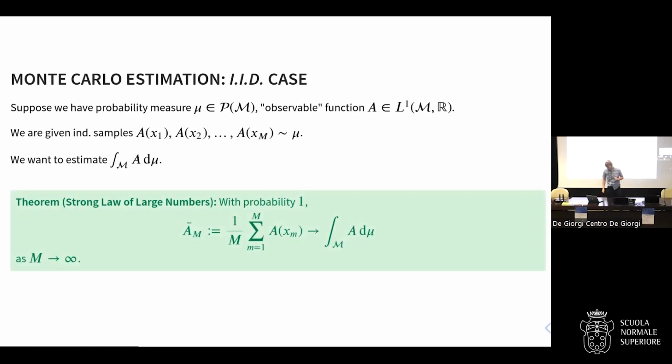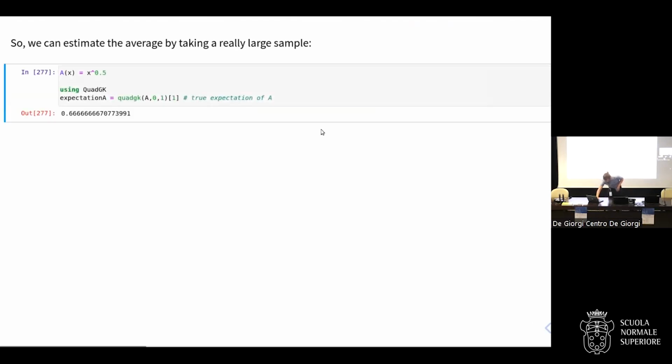And as we all know from statistics 1, there is a so-called strong law of large numbers that tells us that with probability 1, if we take the sample mean of all of these, it will converge as m goes to infinity. Great. That looks like our Birkhoff law. And again, here we don't really have any idea of how fast it will converge.